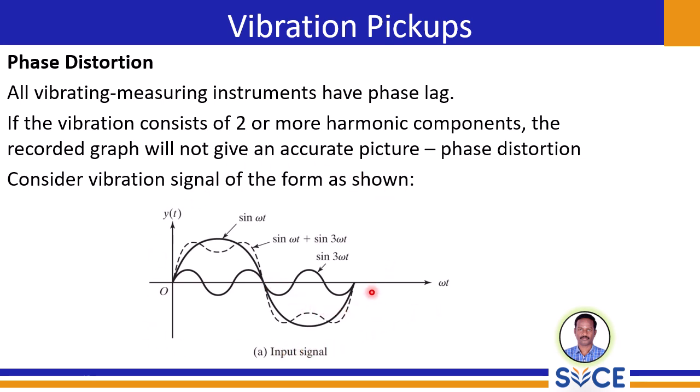We can visualize this in this example. We see an input vibration signal y of t, which is a combination of two sinusoidal waves, sin omega t and sin 3 omega t. The solid lines show the individual components, a lower frequency sine wave and a higher frequency sine wave that is 3 times its frequency. The dashed line shows the summation of these two, which is the actual vibration we want to measure.